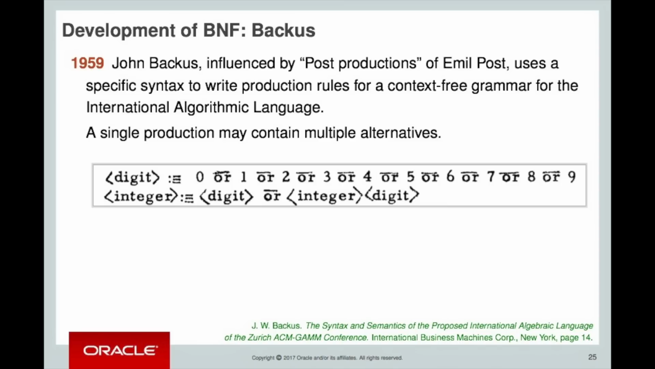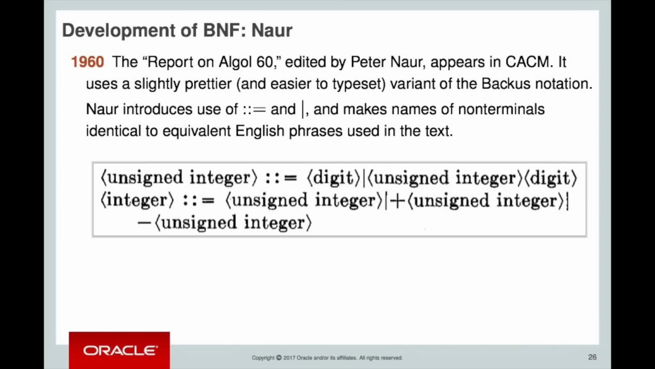And a single production may contain multiple alternatives. And you can see that on the left-hand side, you've got the non-terminal digit, and then you've got colon equivalence sign. And then to separate the alternatives, he writes the word or with an overline. You can see how a bunch of this notation had to be drawn in by hand. Okay, the next year, the report on ALGOL 60 is published in CACM.